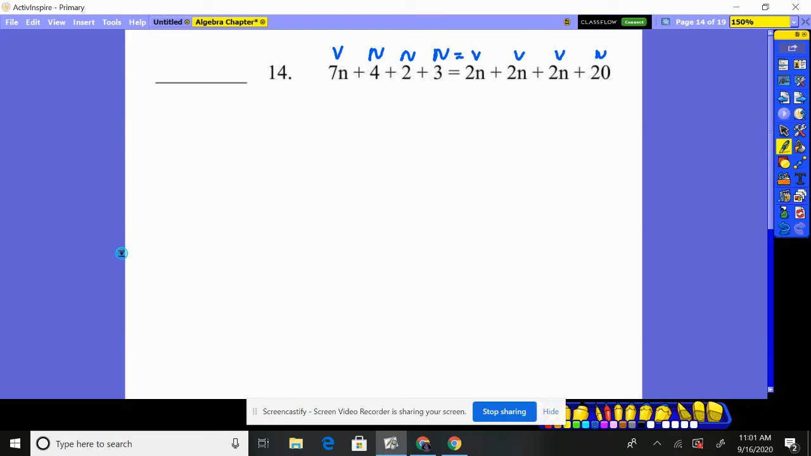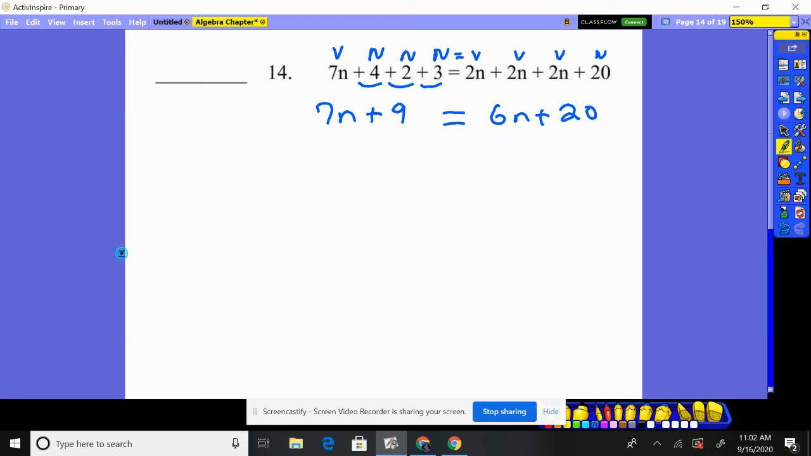Let's combine like terms. So before we start moving anybody, I look to the left of my equal. I see just the variable 7n. But I see this number 4, the number 2, and the number 3. Well, I'm just going to put them together. 4 plus 2 is 6, plus 3, that's the same as just adding 9. So I just combined everything. On the right, I see 2n, 2n, 2n. That's 6n plus the number 20. Now it's back to a normal problem.